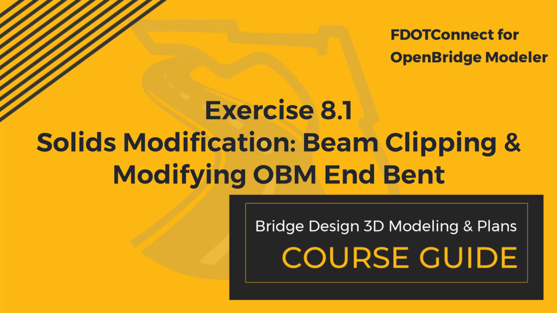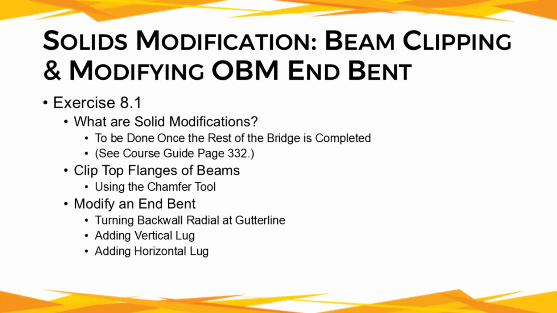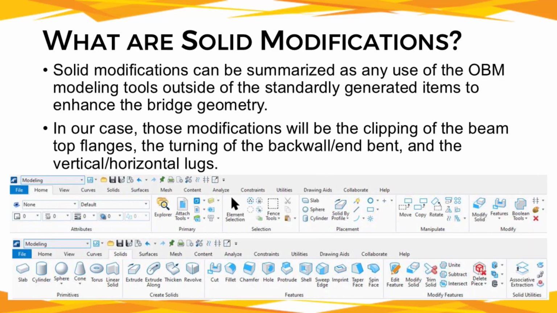Let's get started. For today's exercise, we will start off with learning what are solid modifications, when should they be done, what do they entail, and we will continue with clipping the top flanges of beams and also modifying an end vent to turn the back wall radial at the gutter line and also to add a vertical and horizontal lug. So, what are solid modifications?